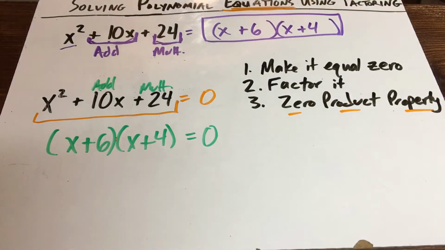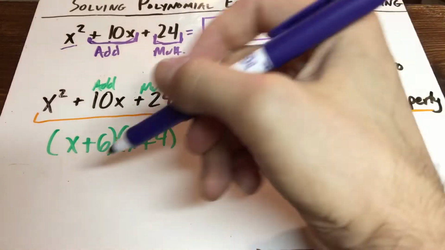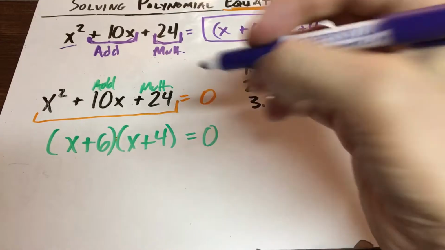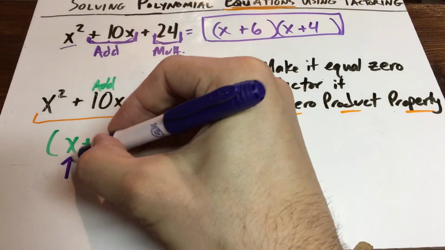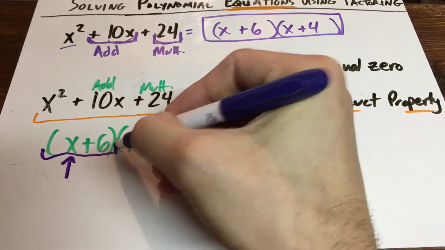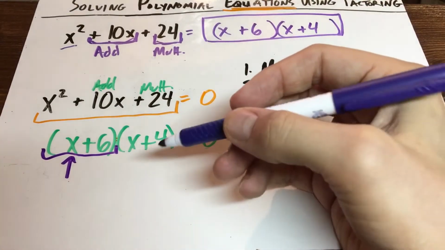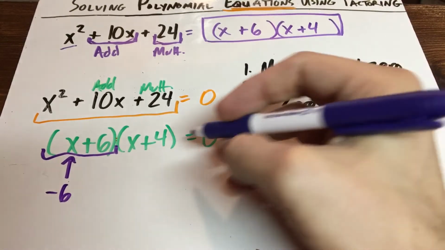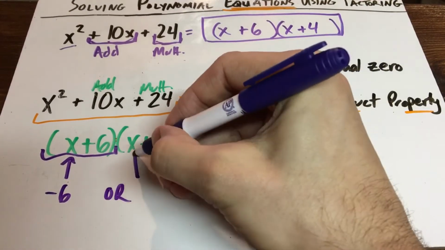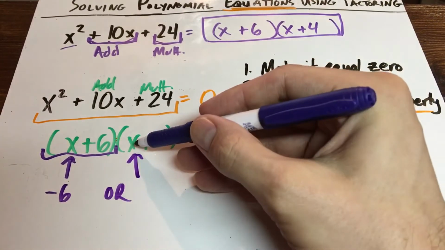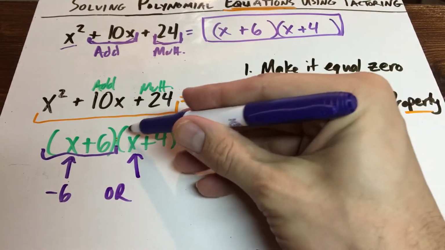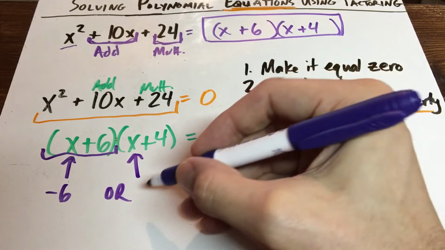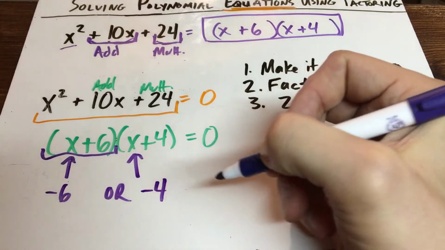So if you remember what we did a couple days ago, we would say, okay, I know that one of these parentheses had to equal 0 because my final answer is 0. So what number would I substitute right here to make this entire parentheses equal 0? What number plus 6 would equal 0? That's got to be negative 6. Or it could have been this parentheses that equaled 0. So what number would I substitute for the x to make this second parentheses equal 0? What number plus 4 would equal 0? That would have to be negative 4.